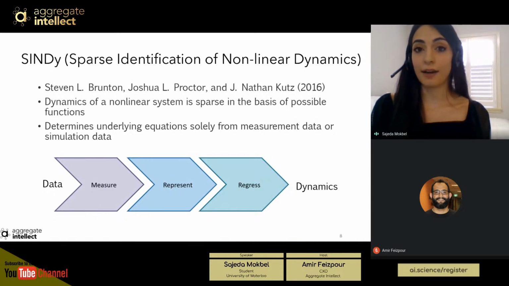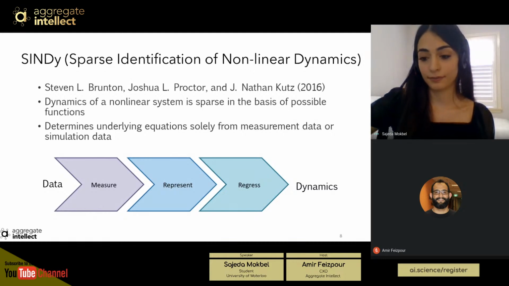The idea is that most equations that describe the dynamics of systems, they don't actually have that many terms on the right-hand side. And so they leverage this idea of equations being basically sparse in a basis of possible functions that it can be.